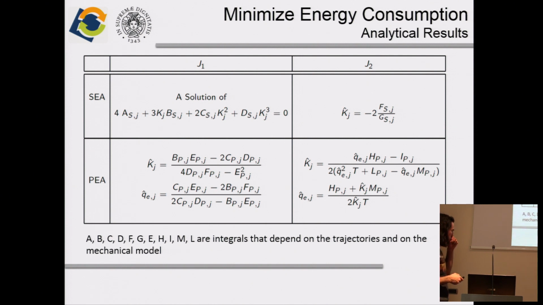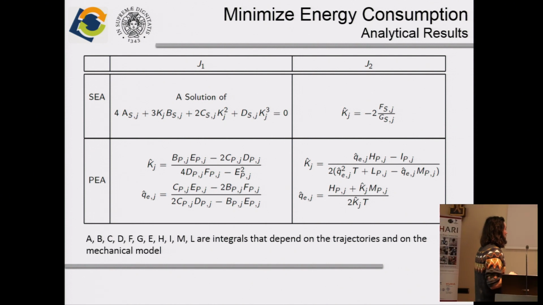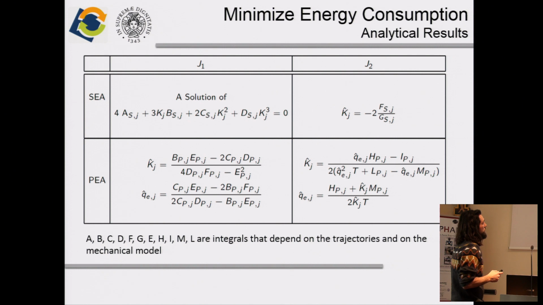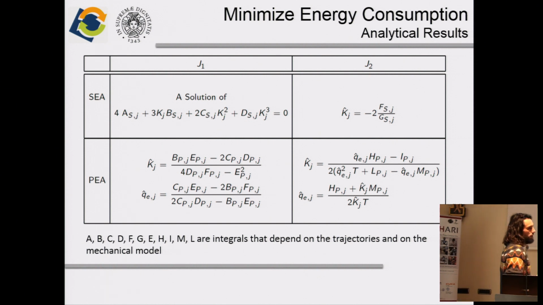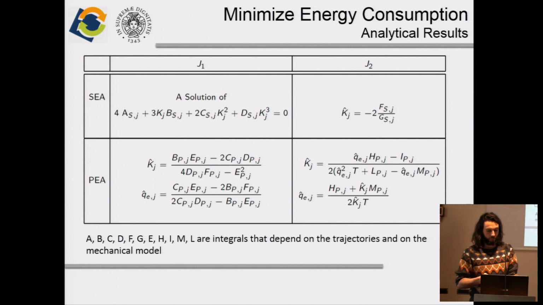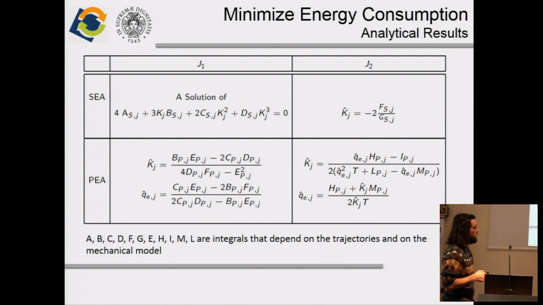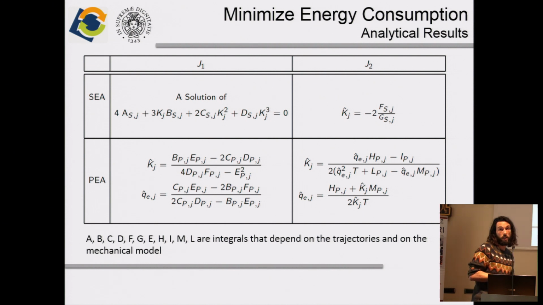Here, in this table, we can see the solution for the stiffness and the preload for the two indexes, in which these capital letters represent integrals of parts of the dynamics of the system. But once the trajectory is given, these parts can be analytically evaluated.